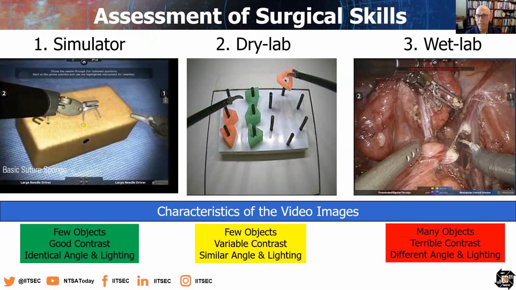And then finally, if you look at the wet lab environment, you'll find that there are very many objects in the scene. The contrast is terrible because they tend to blend together, and it really takes an educated and practiced eye to see the difference between them. And then finally, the angle at which the camera approaches the tissue and the lighting that it has is different in every single instance of the exercise.